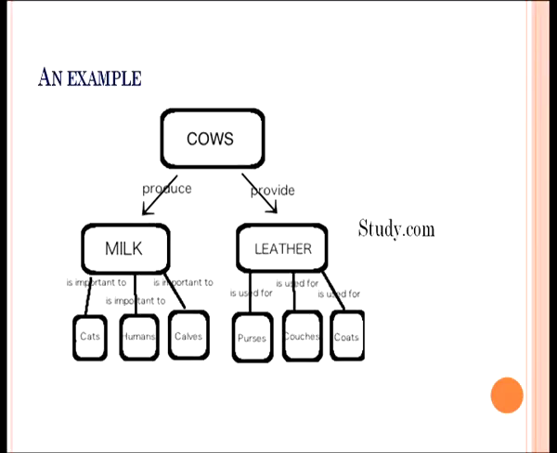Here is an example: cows, then it gives milk and leather. Just imagine if this word produce or provide was not written, then we could not say what milk is useful for or what leather is used for. So when we say cows produce milk, milk is important to cats, humans and calves. So these words, which are the linking phrases, are very important. Likewise, cows provide leather. Leather is used for purses, couches and coats.